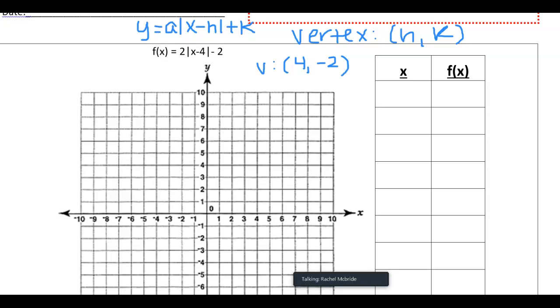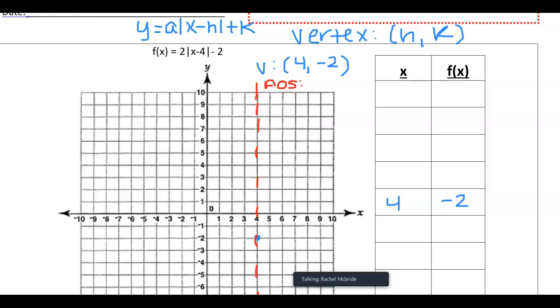And we like to put the vertex in the middle of our table because we can then look at the table, find our symmetry, and plot our points. We also know that this point is plotted right here, and because that point is our vertex, my graph is going to be symmetric about that point. So any point to the left or right of my vertex has to be the same distance. We call this dashed red line the axis of symmetry.